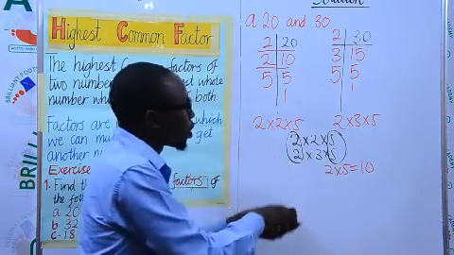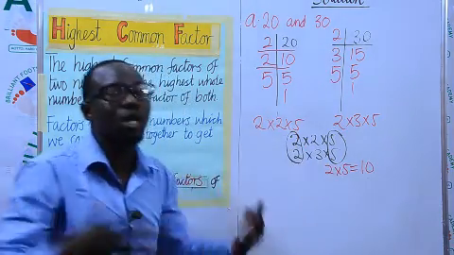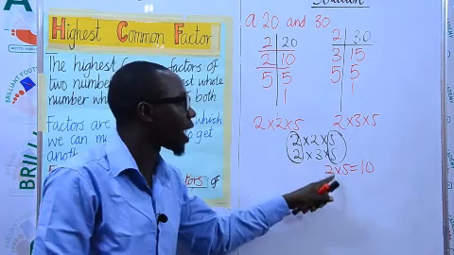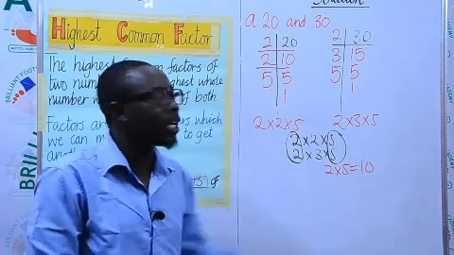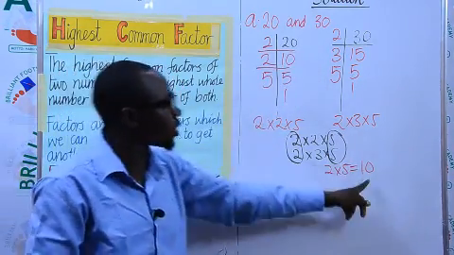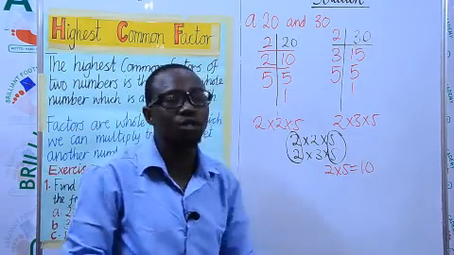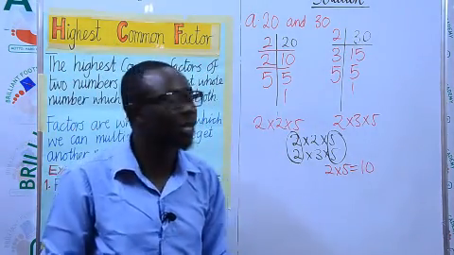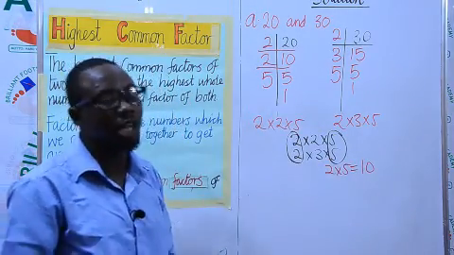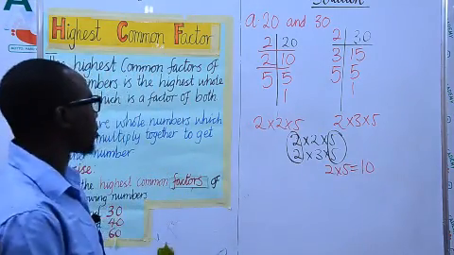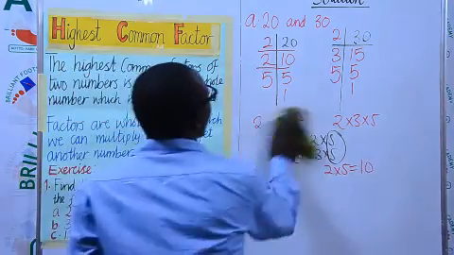Now what we do is we check the common factors between the two and we multiply them together to give us our highest common factor. And you notice that when you divide 20 by 10, it's going to give you a number without remainder, and when you divide 30 by 10, it's going to give you a number without remainder. This is what? Highest common factor. Let's pick another example and try to solve.